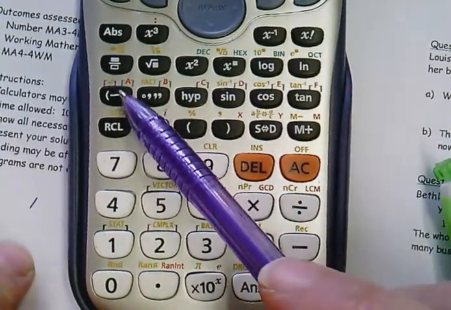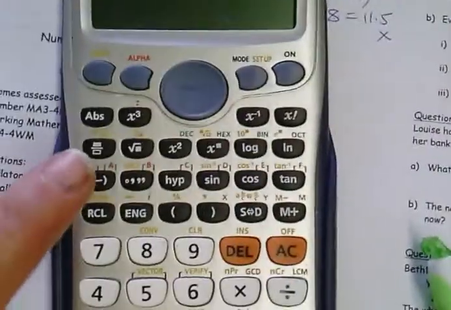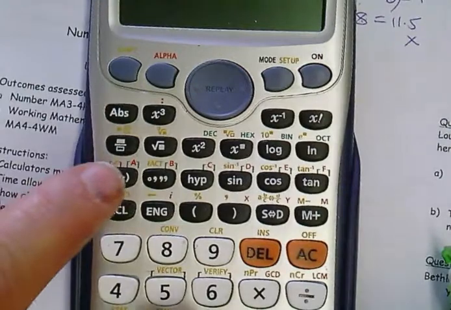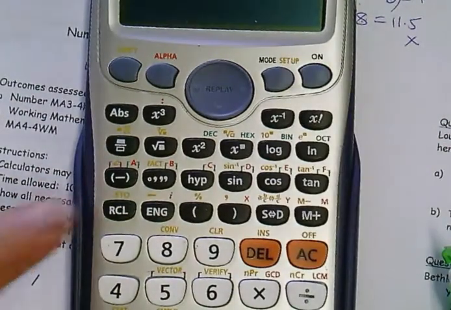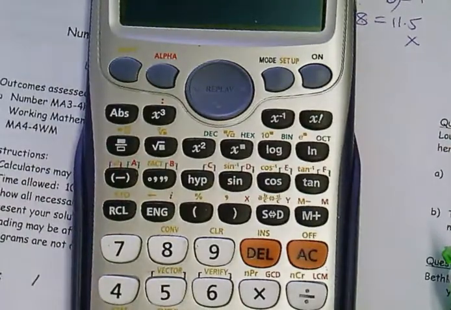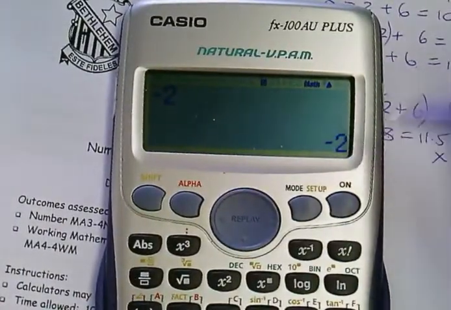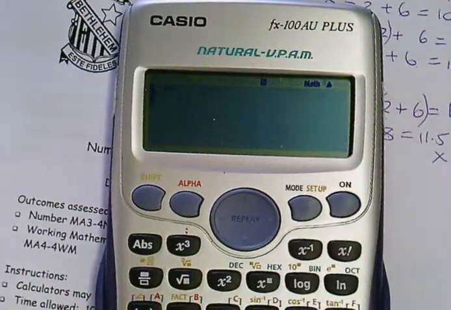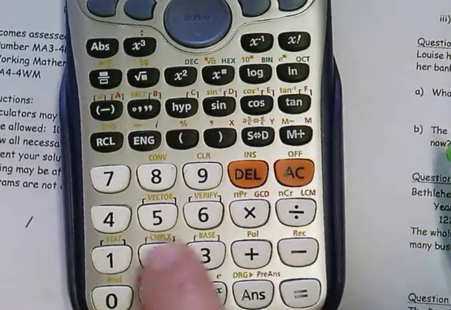But the negative button is here. So if I want to write -2, I press this, negative, and then I put 2. So I'm just going to turn the calculator on, -2. And if I look at my screen, I press equals, that's -2. That is, you do not enter -2 by doing this, -2.